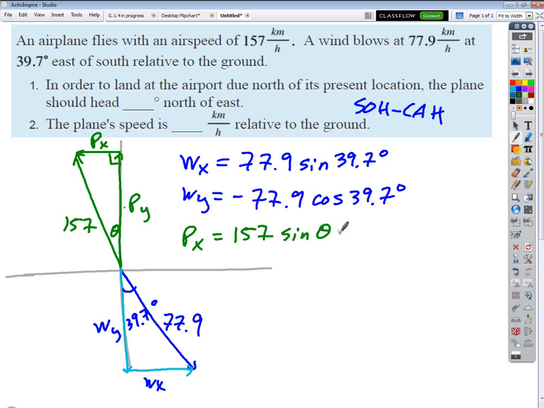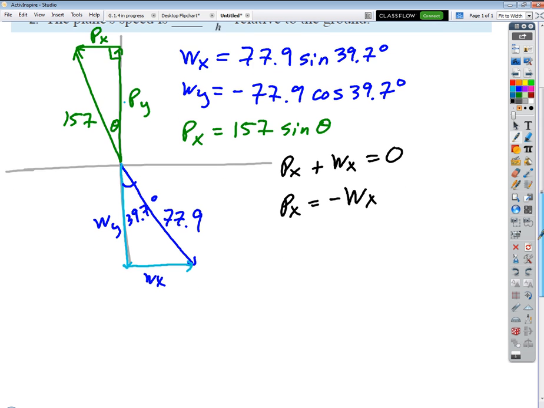Another way of saying that is, we know that P sub x plus W sub x has to equal 0, right? So then, doesn't that mean that P sub x just equals negative W sub x? That's different than the other one we've done. We did it in different ways. One was exactly the same as X.